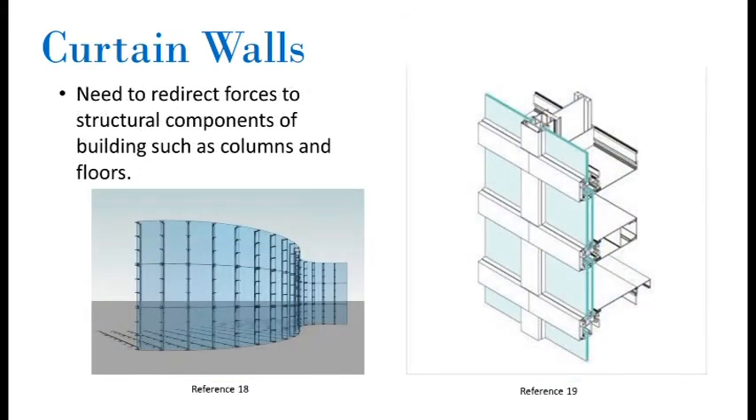Curtain walls serve as an outer covering of a building where the outer walls are non-structural and hence their only purpose is to keep the weather out and the occupants in. Since curtain walls do not carry any of the loads from the building other than their own weight, they can be made out of very light materials such as glass. However, curtain walls still need to be able to redirect forces that occur on the building, such as horizontal wind loads, to the building's structural components such as the columns and floors.